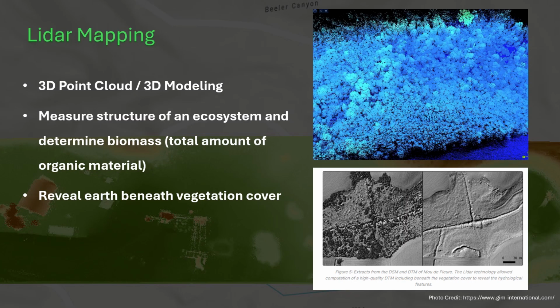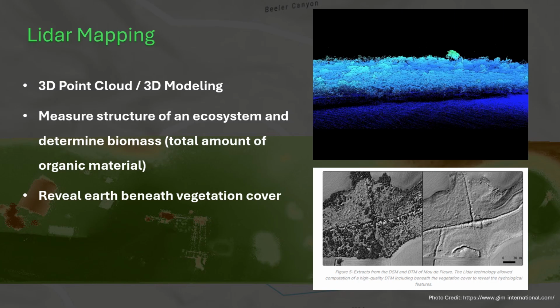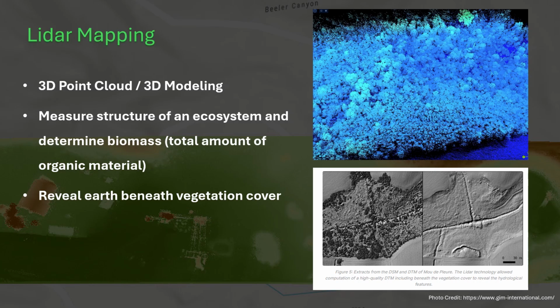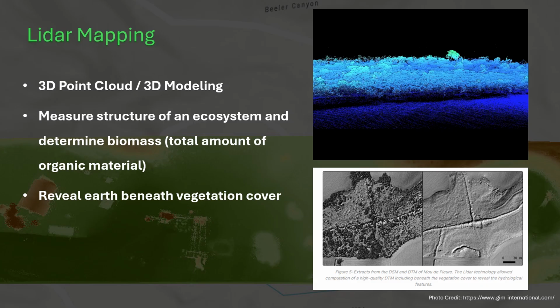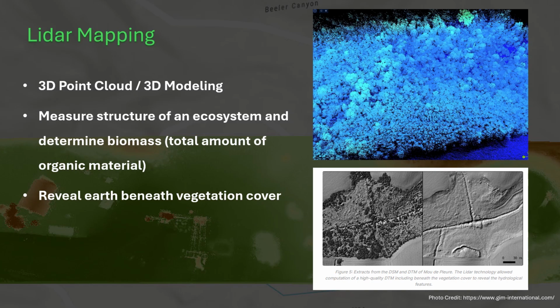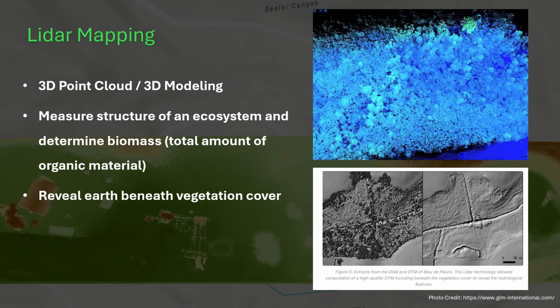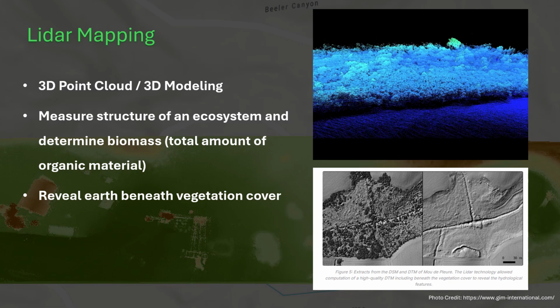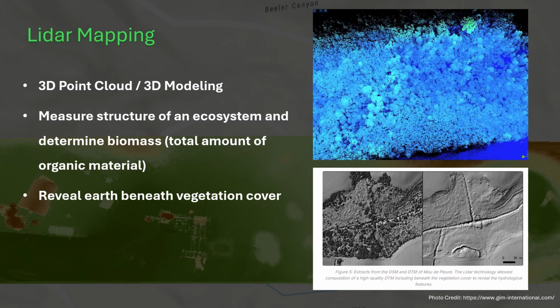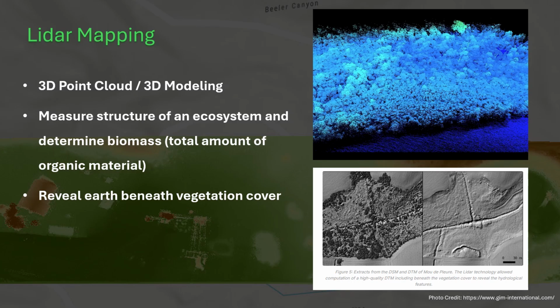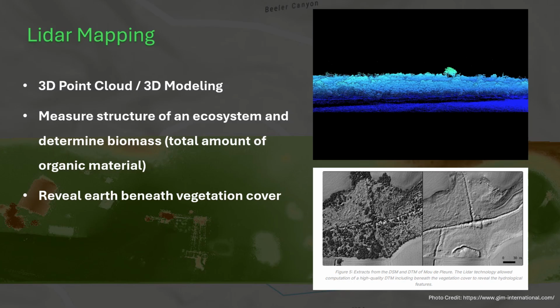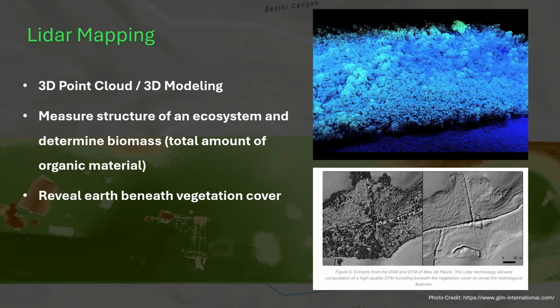LiDAR allows you to generate a 3D point cloud and create 3D modeling. As in the video in the top right of a forest canopy, you could see the height and the structure of the forest. You could also use this to determine the biomass, which is the total amount of organic material and very useful in ecosystem restoration. Additionally, with LiDAR, you can reveal the earth beneath the vegetation cover, which is a pretty cool feature shown on the bottom right.